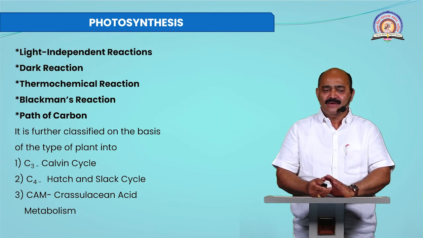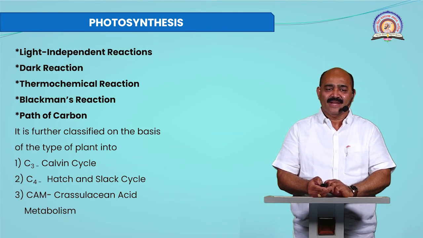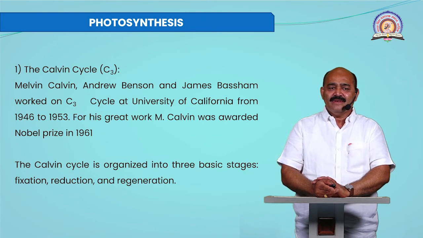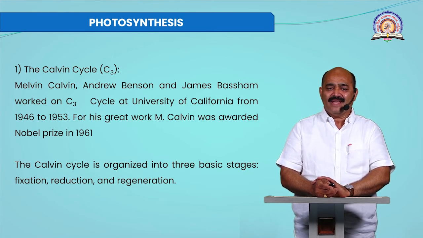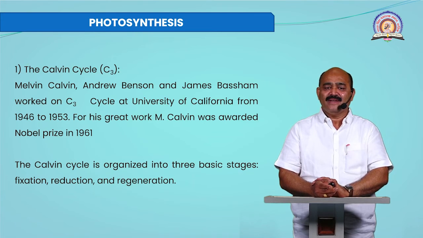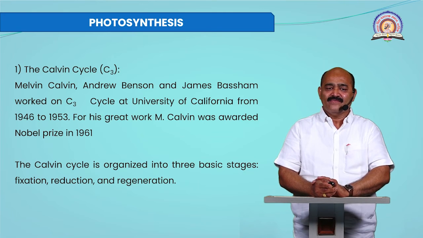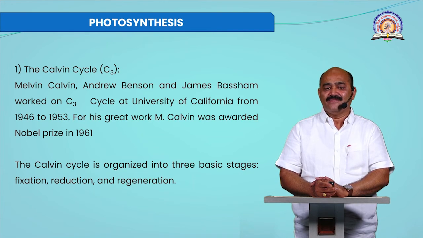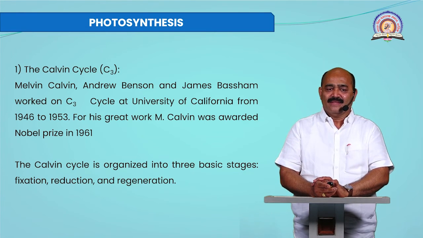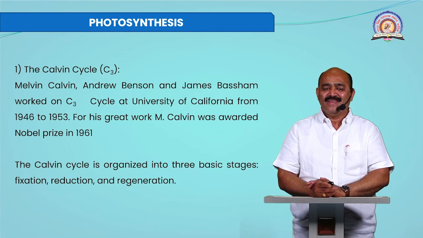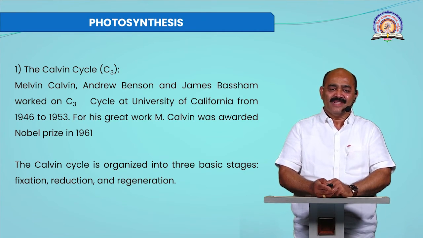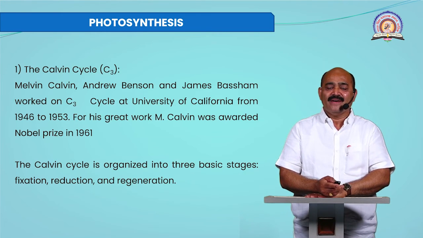First, we are going to learn the C3 cycle. It is known as Calvin cycle. Melvin Calvin, Andrew Benson, and James Bassham worked on the C3 cycle at University of California from 1946 to 1953. For his great work, Calvin was awarded the Nobel Prize in 1960 for the complete study of this C3 cycle. The Calvin cycle is organized in three basic categories or three basic stages. One is fixation, a reduction, and a regeneration.